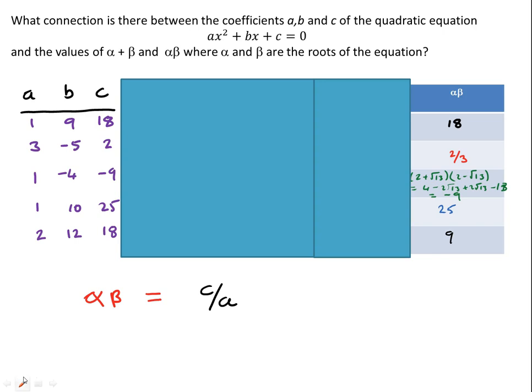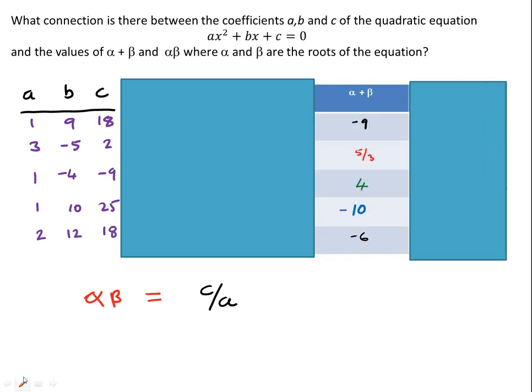And we need to try and do a similar sort of thing, see whether we can spot a pattern between the value of alpha plus beta and the values of A, B and C. Now in this case you'll probably spot fairly quickly that the value of alpha plus beta doesn't have very much to do with C, but is closely related to A and B. And with that little hint, I think you'll fairly rapidly get to the fact that alpha plus beta is minus b over a.